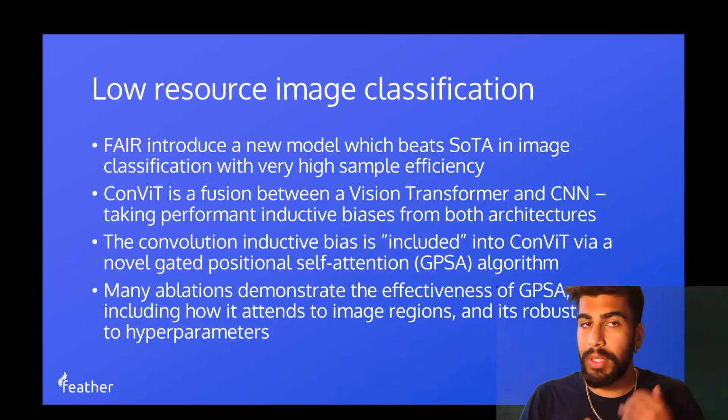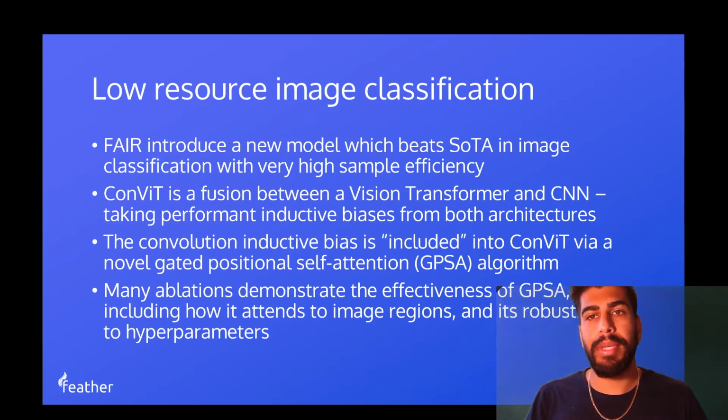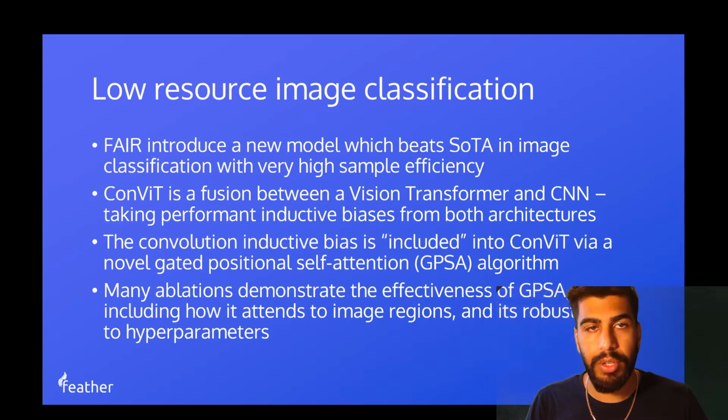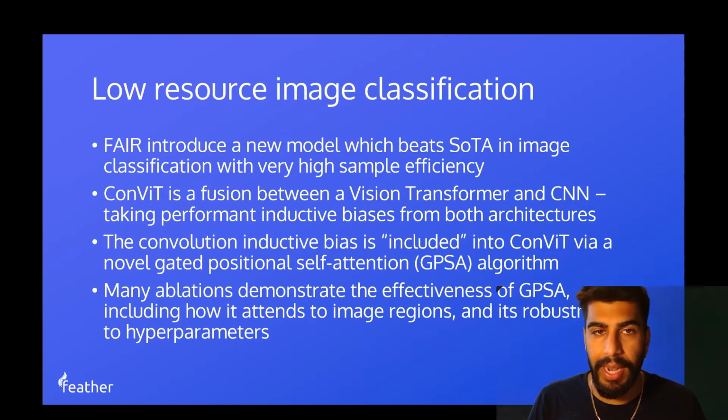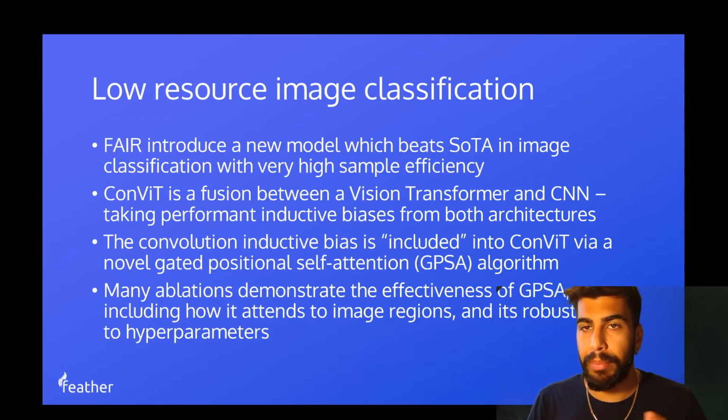The next advancement is also by Facebook AI Research. Now, they've introduced a new model which beats state-of-the-art in image classification, trained on very low resources. So they call this model the ConVit, or Convolutional Vision Transformer, and it's a fusion between the Vision Transformer and the CNN, taking the best inductive biases from both architectures.